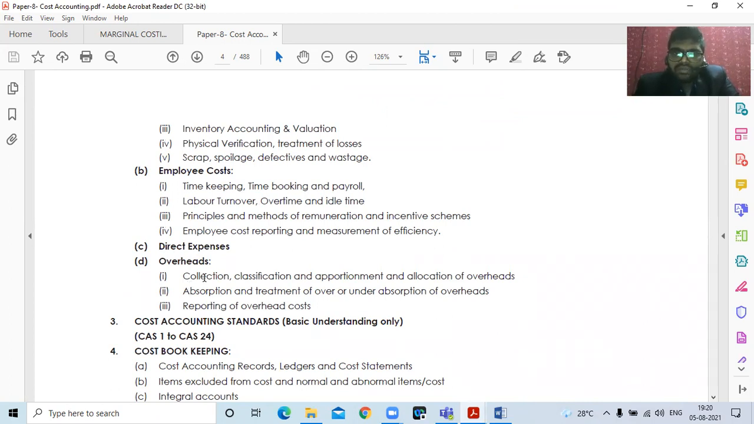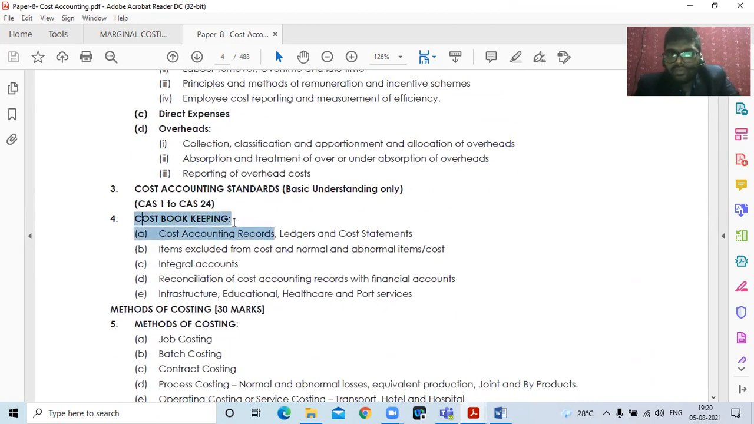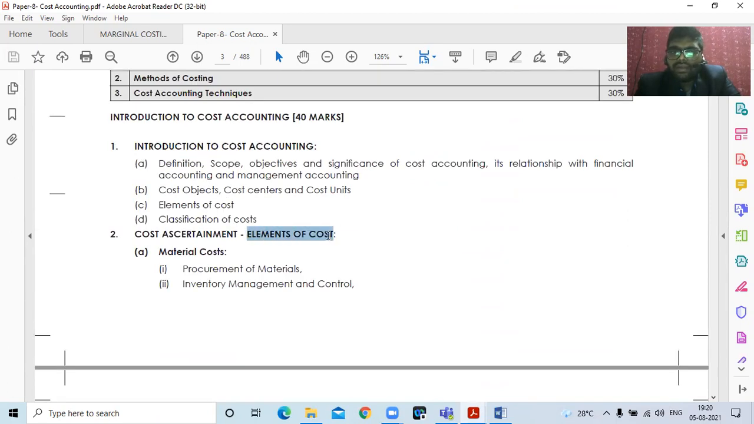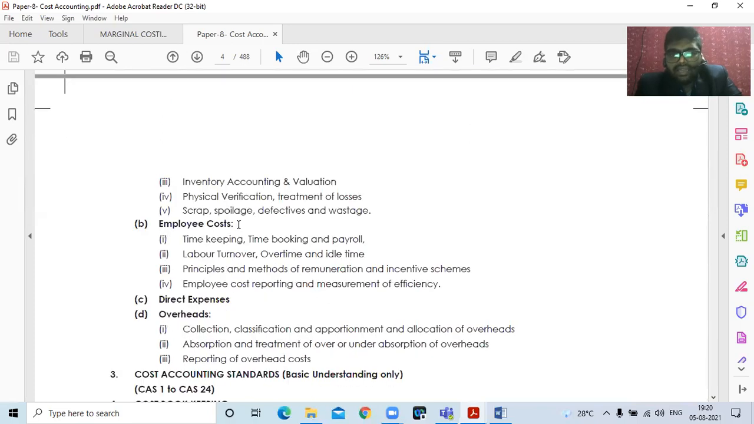So these two terms are very important to all of you: cost bookkeeping and your element of cost in your first section. Again, the moment when we will be studying all this topic, I will give marking, I will say which are exam oriented sums and all those things.